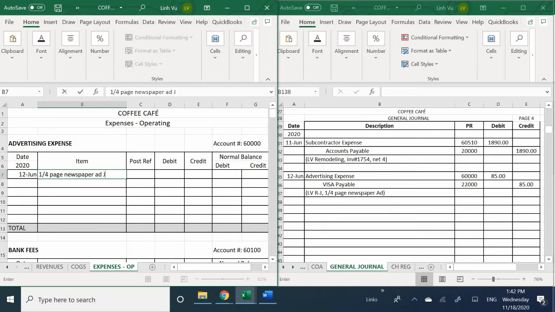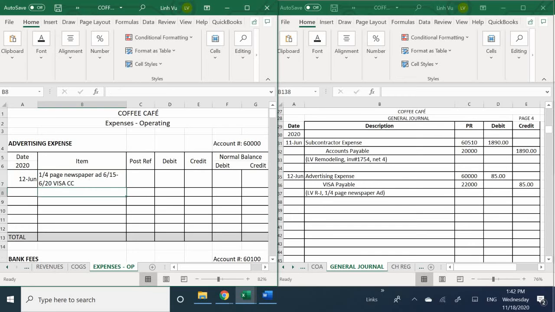This is where you could say you want it to run on 6/15 to 6/20. And then here, I'm also going to indicate that I paid with the Visa credit card, Visa CC. All right, so the post reference is going to be my General Journal Number 4. And my advertising expense was for $85, because it's my first time in my account, it's going to reflect as $85.